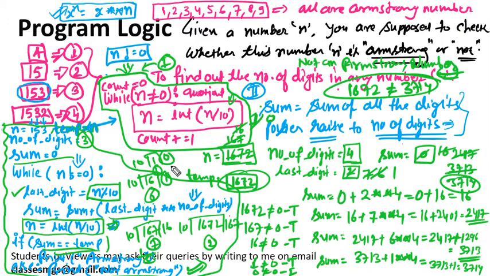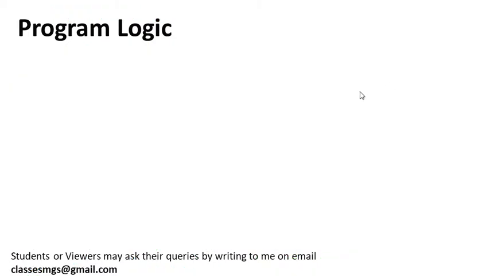So now let's try to write the Python program for this. I already explained the steps. Two steps you will do. First step, you will find the number of digits. Second step, you will find the last digit and raise it to the power of the number of digits, sum them, and then check whether the sum is equal to the original number or not. Okay, so let's try to write the Python code now.